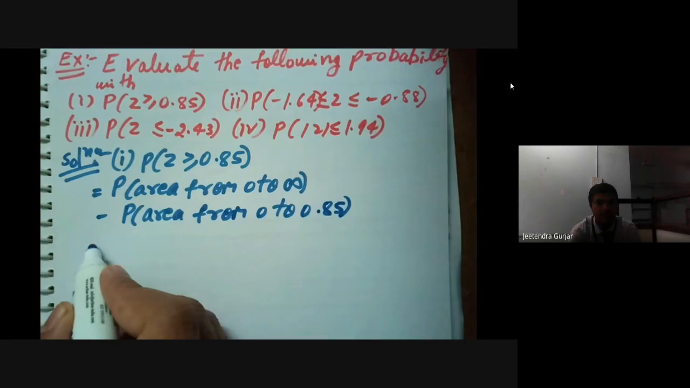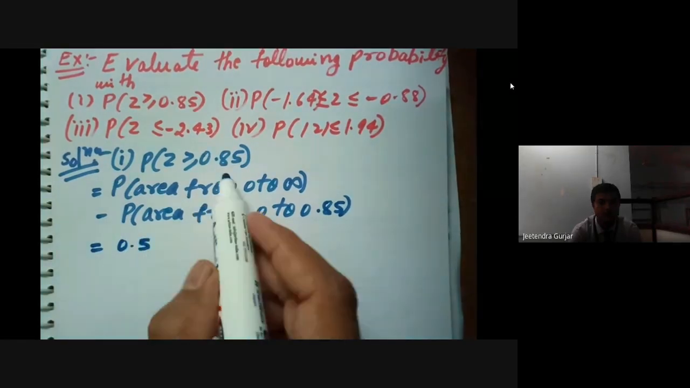So the larger area will be from 0 to infinity, and we want to calculate the area which is greater than 0.85, which means I have to subtract the area less than 0.85, and I'm going to get the area from 0.85 to infinity. This is what I'm going to calculate. Please remember here. Okay, so let's simplify this area now.